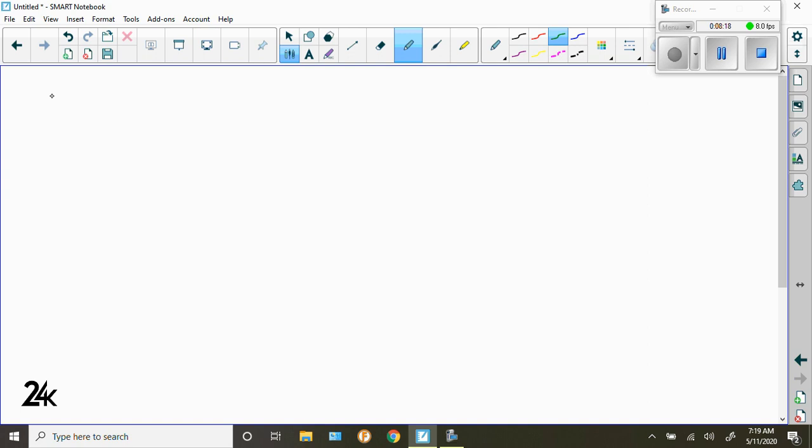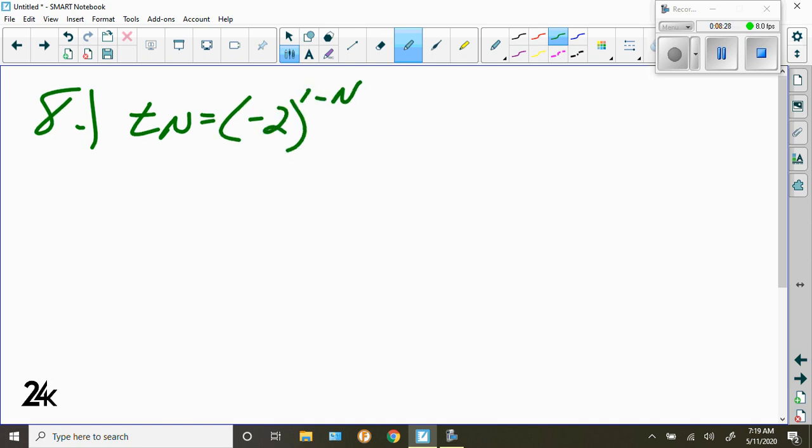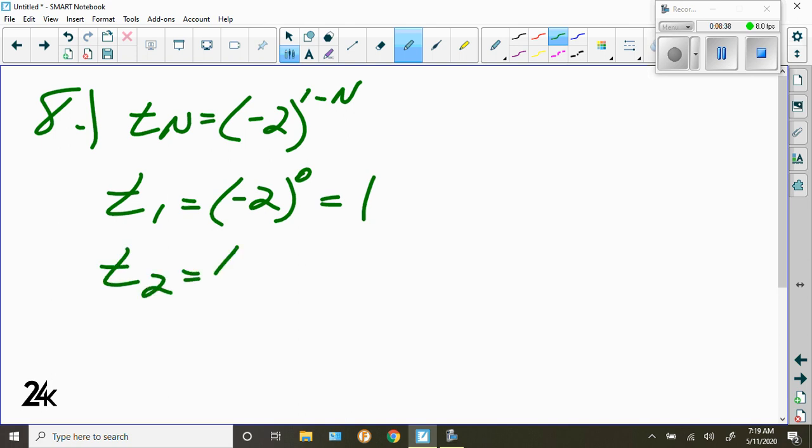And number 8. Number 8 says, hey, this is the pattern. Figure it out. Okay. So it'd be negative 2 to the 1 minus 1, which is 0. And then the second term would be negative 2 to the 1 minus 2, which would be negative 1. So that would be negative a half.